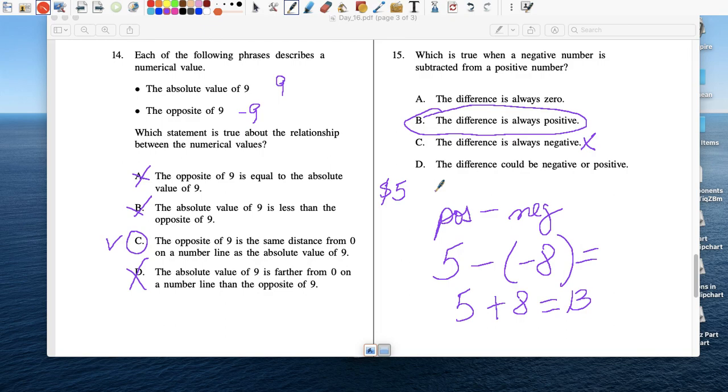So if you have $5 and I come to you and I say, listen, that $8 that you owe someone, I'm going to take it away from you, right? In that sense, what did I actually do to you? I actually gave you that $8, right? It's a plus. It's something that increased whatever you had in value.